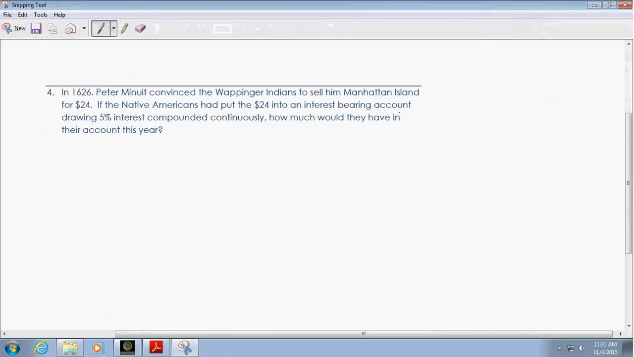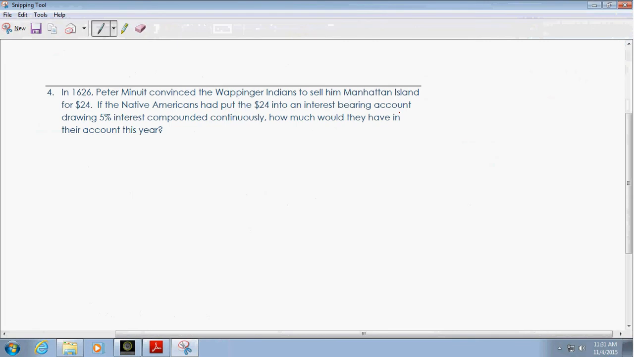In 1626, Peter Minuit convinced the Wappinger Indians to sell him Manhattan Island for $24 worth of trinkets, beads. If the Native Americans had put that $24 into an interest-bearing account drawing 5% interest compounded continuously, how much would they have in their account in 2015? Okay, this is compounded continuously.